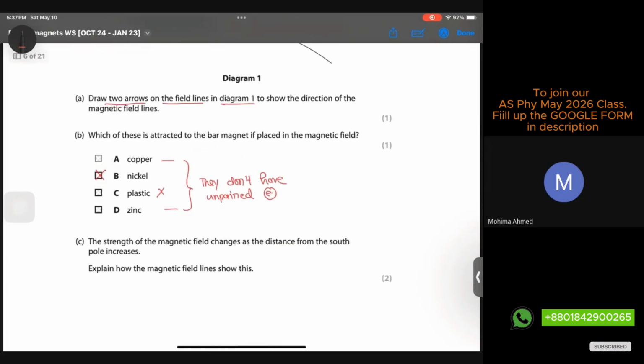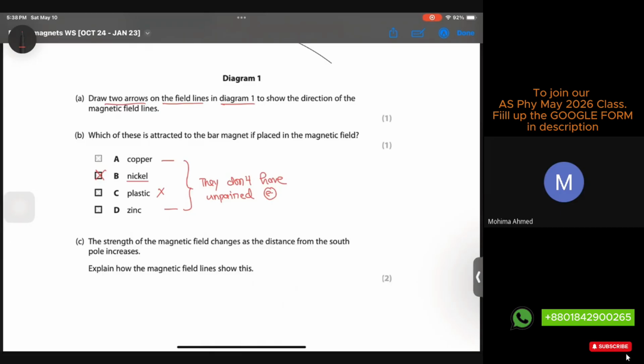Wait 1 minute. Another thing, I know nickel is a metal, right? Now, nickel itself doesn't have any magnetic property. But when you place this nickel inside the magnetic field of another permanent magnet, then I see that this nickel is attracted to the other magnet, right? So what type of magnetic material is nickel then?